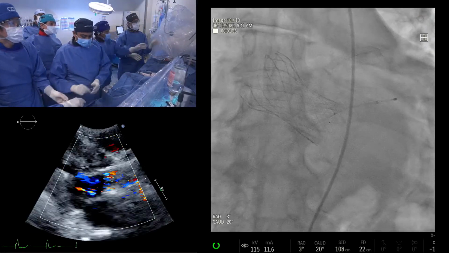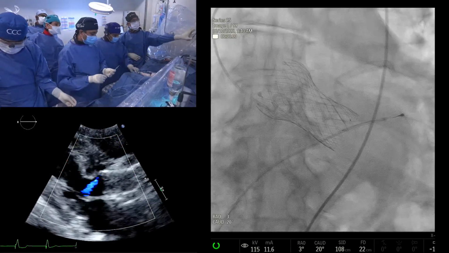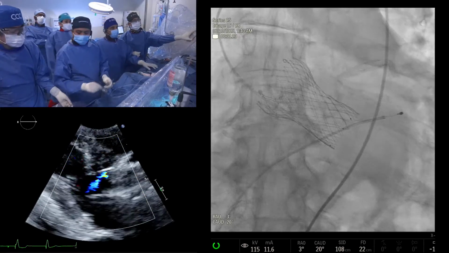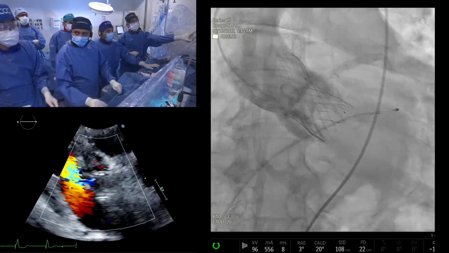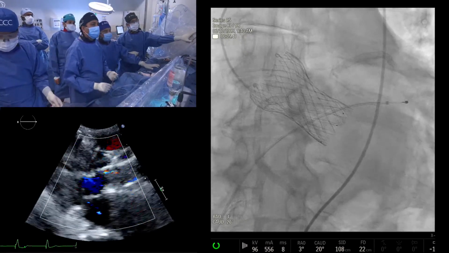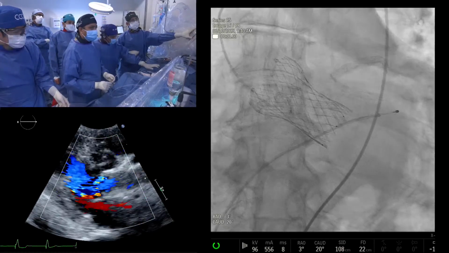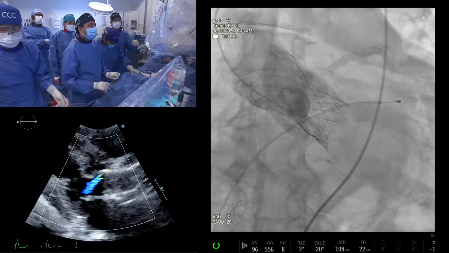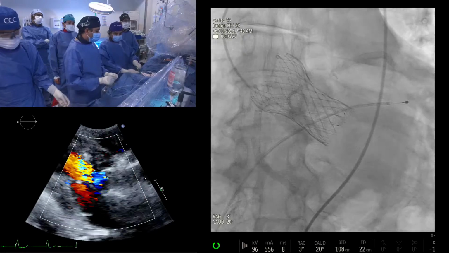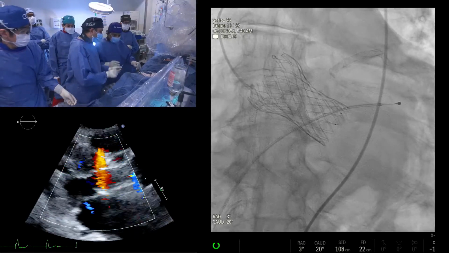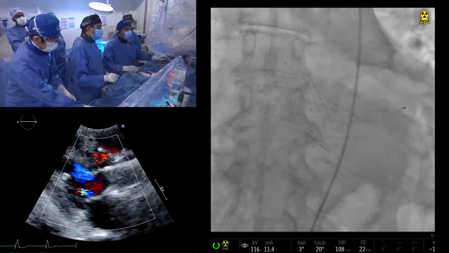Go back. It's a little on the deeper side, but it's still acceptable. I mean, the skirt is below. It's around 6 millimeter. There's a lot of calcium up top. I think it's just the expansion issue. Cross it.